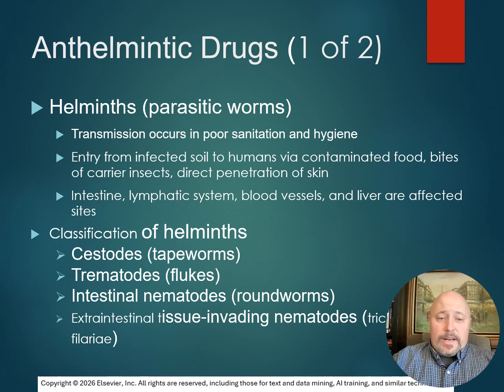Helminths, or parasitic worms. Transmission occurs in poor sanitation and hygiene and results in entry from infected soil to humans via contaminated food, bites of carrier insects, or direct penetration of skin. And they can infect things like the intestines, lymphatic system, blood vessels, and liver. The classifications would be things like tapeworms, flukes, or roundworms, or even nematodes.